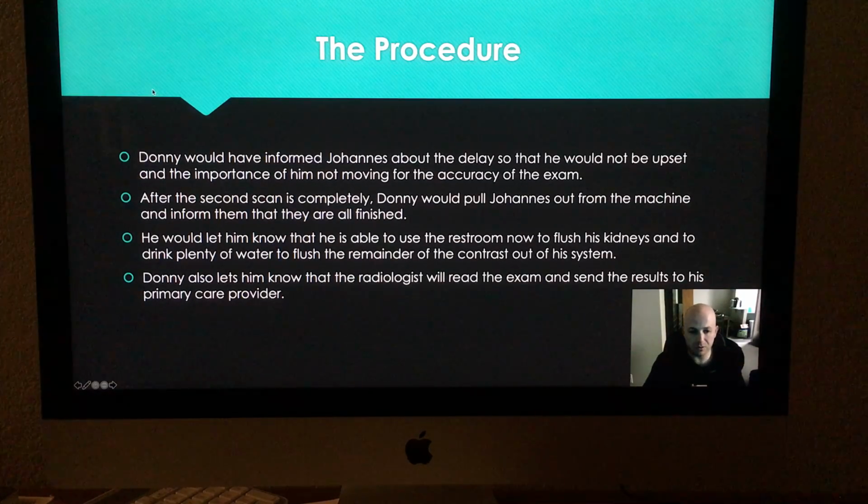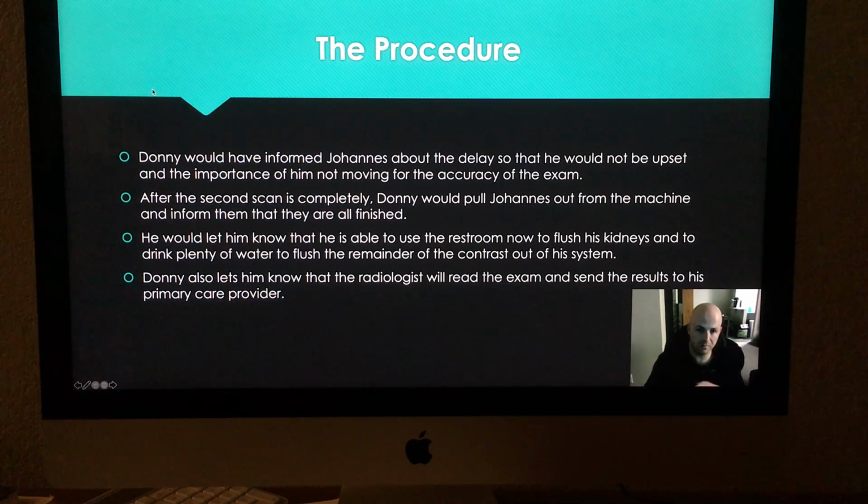Okay. After the second one is complete, Donnie would pull Johannes out of the machine and inform him that they're all done. He would also let him know that he is able to use the bathroom, empty that bladder, and to drink a lot of water to flush his kidneys out and get that contrast moving. Donnie also lets him know that the radiologist will read the exam and send the results to the primary care provider.